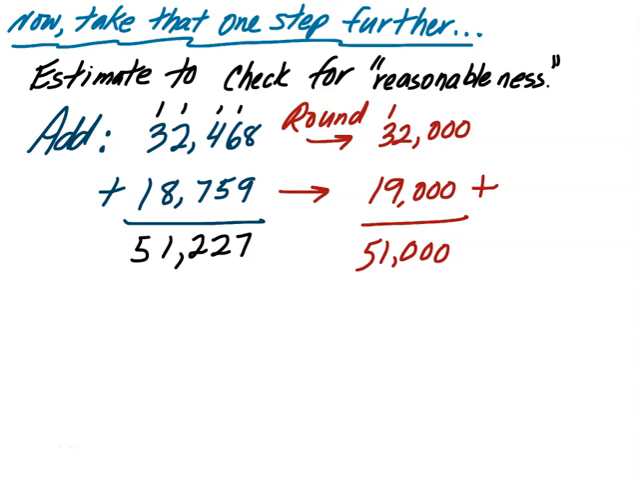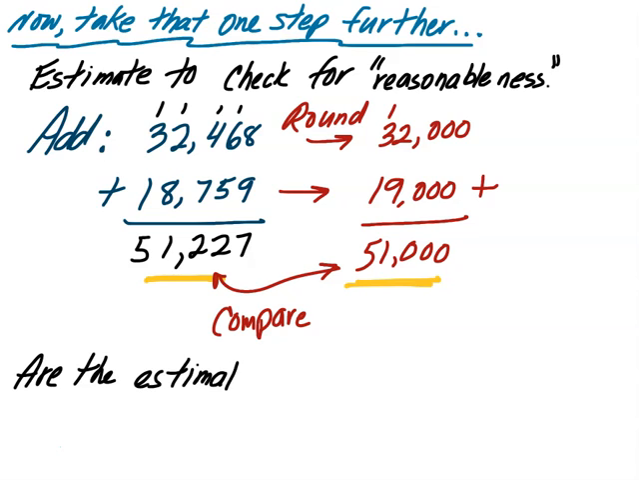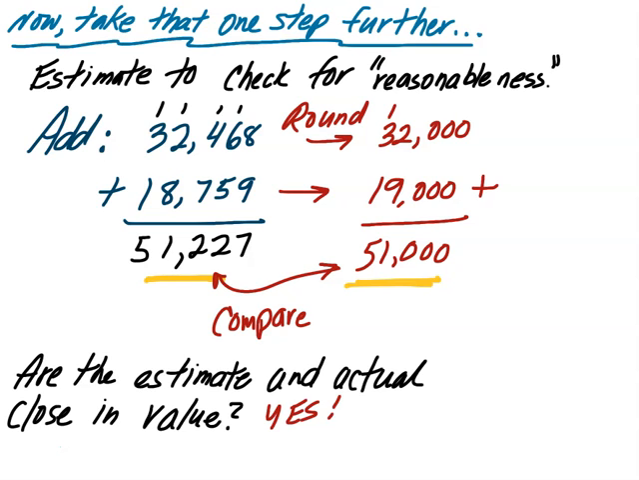So I'm going to look over at my actual and say, you know, I'm pretty good at this stuff. That's a pretty close estimate. My estimate, my actual compared to my estimate. I mean, this doesn't happen very often, but those are very close in value. Congratulations. Yes, I just compared. Thank you. Are the estimate and the actual close in value? Well, oh yes, I just got through saying that.